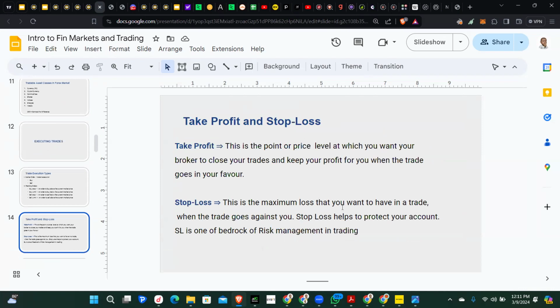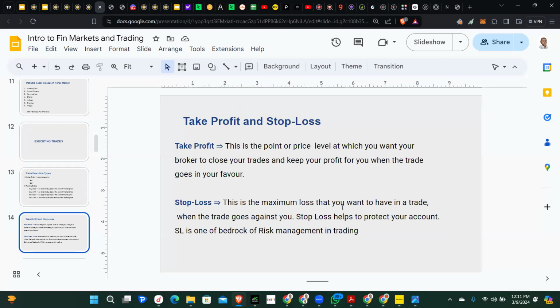In short, at any point in time you are trading, if you can't put your stop loss, don't trade. If you can't put your stop loss, don't trade. It's better you don't put a profit target than you don't put a stop loss. So you must always put stop loss. That is one key when it comes to risk management.